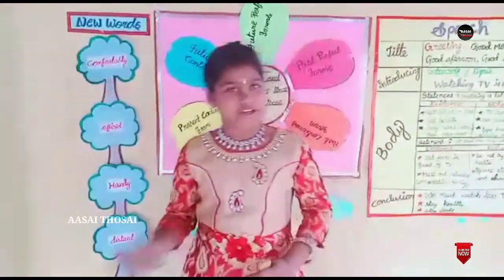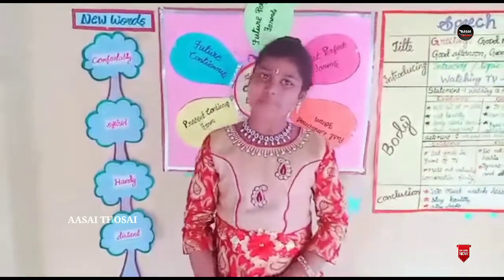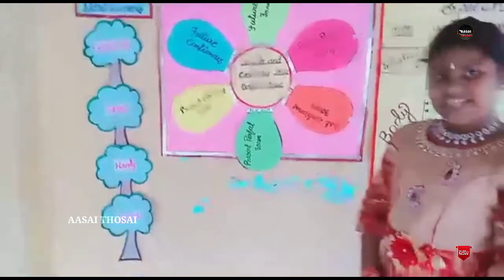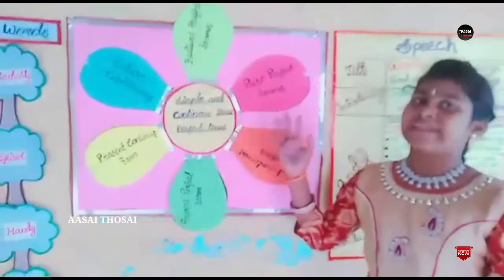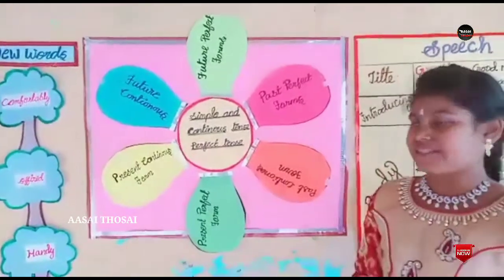That's it for reading and listening comprehension. Let us go to the next section, that is grammar. Yesterday we learned about simple, continuous and perfect tense. Today we are going to read the rules.